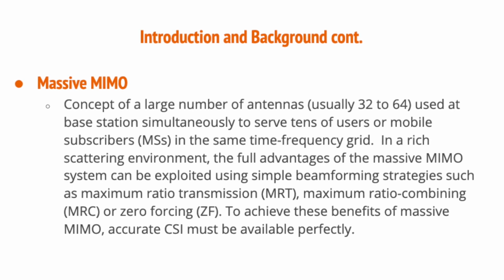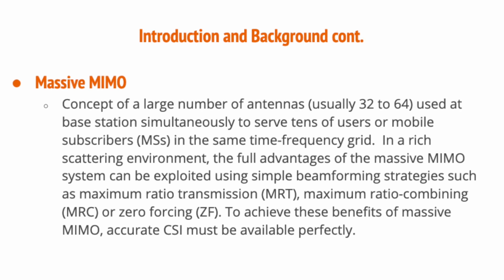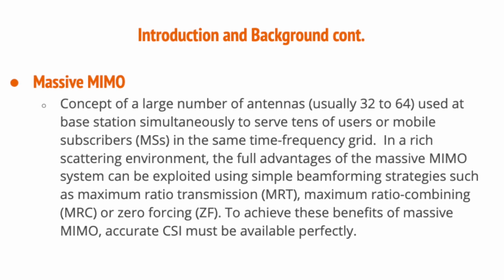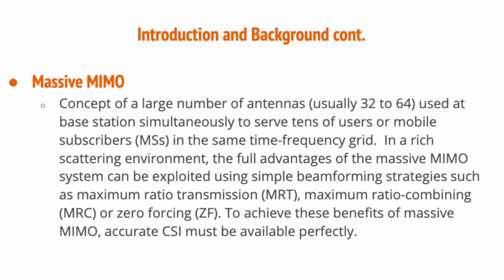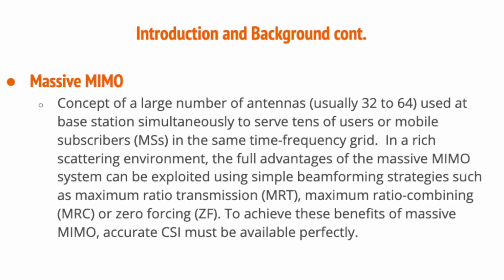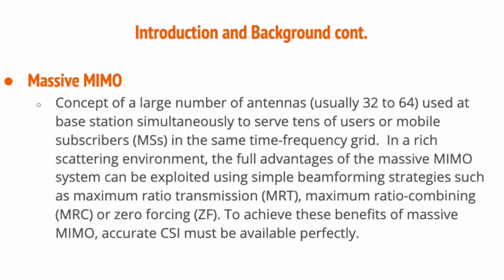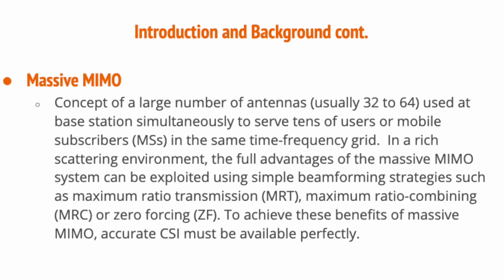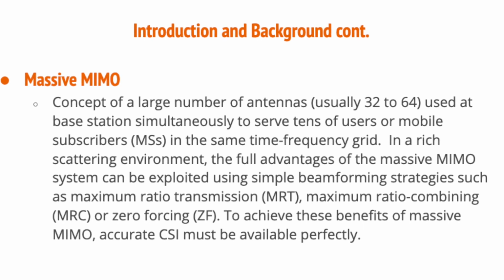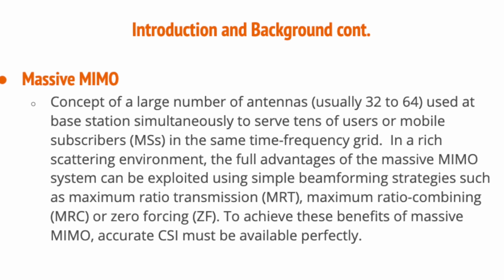To achieve these benefits of massive MIMO, accurate CSI, or channel state information, must be available perfectly. However, in practice, the channel between the transmitter and the receiver is estimated from orthogonal pilot sequences, which are limited by the coherence time of the channel. Most importantly, in a multi-cell setup, the reuse of pilot sequences of several co-channel cells will create pilot contamination. When there is pilot contamination, the performance of massive MIMO degrades quite drastically.